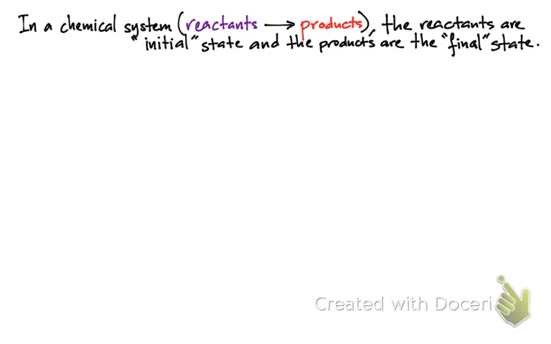So how do we apply this energy concept and the exchange in energy in chemistry? First, you have to understand that the chemical reactions themselves are the system, and everything else is the surroundings. In a chemical system where you have reactants turning into products, the reactants are the initial state, and the products are the final state. You start out with the reactants and you end up with the products after the chemical reaction.